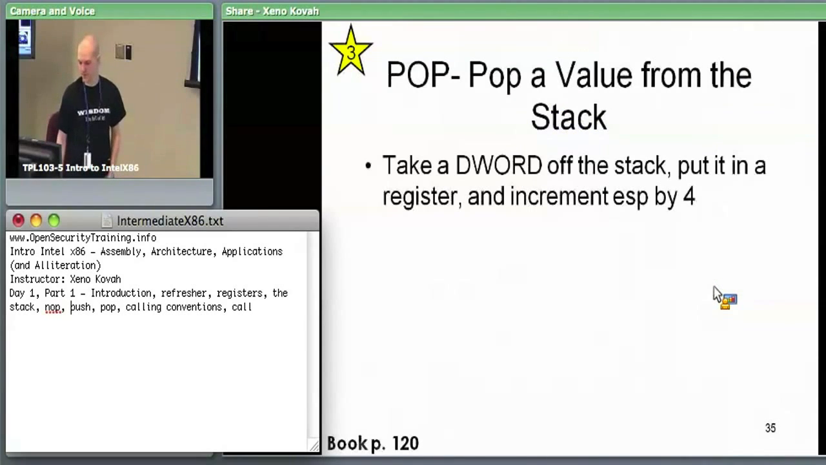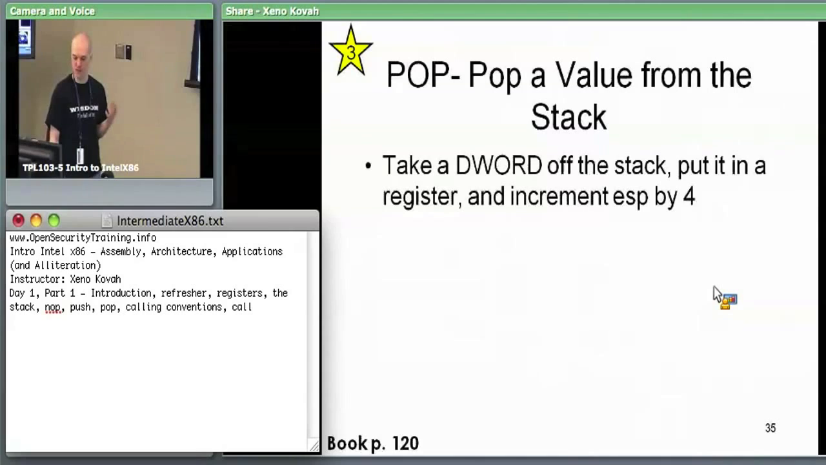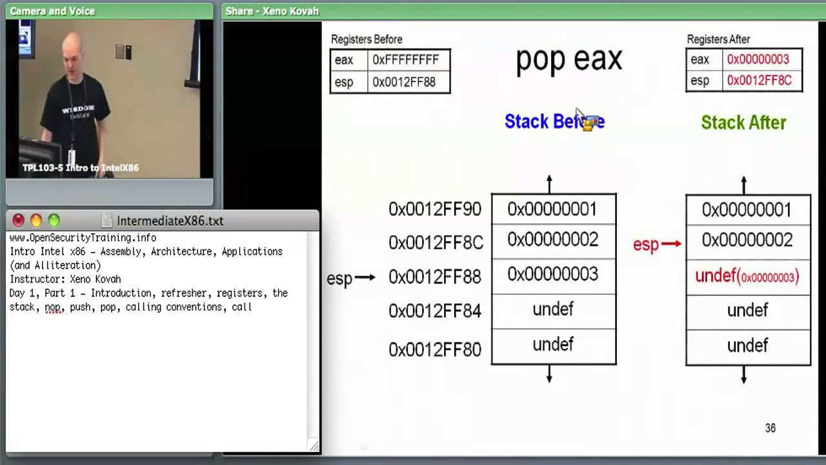All right. And then the corollary to push is pop. If you want to take something off the stack, you just use pop. Pop takes whatever's on the top of the stack, whatever ESP is pointing to right now, takes it off and puts it into whatever register you specify, and then increments ESP by 4 in order to move it up and start pointing at a different point of the stack. So exact same thing backwards. If I then call pop EAX, let's say that EAX has FFFF in it at the start, just by arbitrariness. So if ESP right now is pointing at 12FF88, right there, pop it.